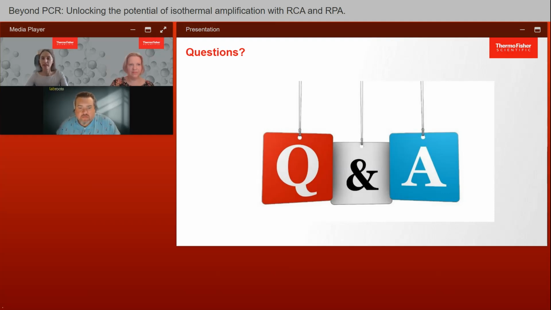While RPA is more used for amplification of targeted sequences. So it's similar to PCR reaction. Yeah, I guess that's it.